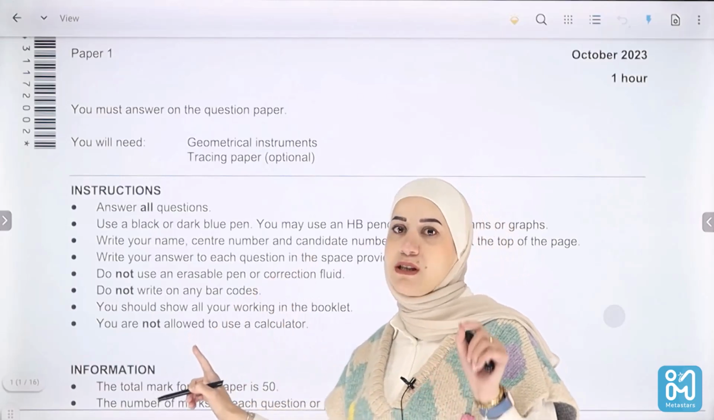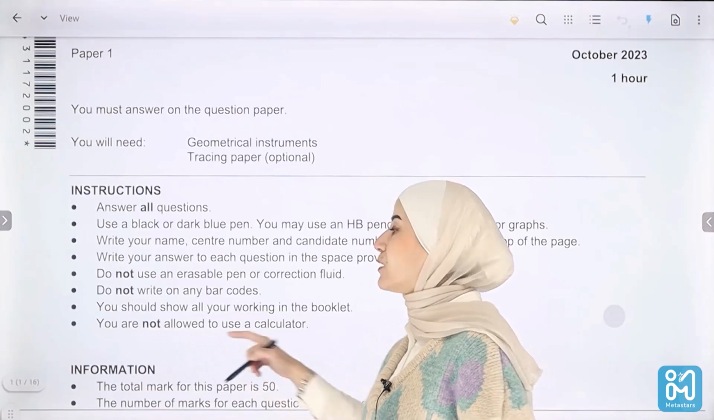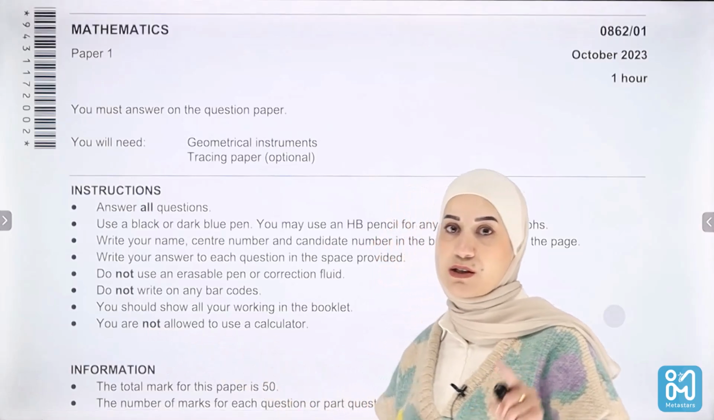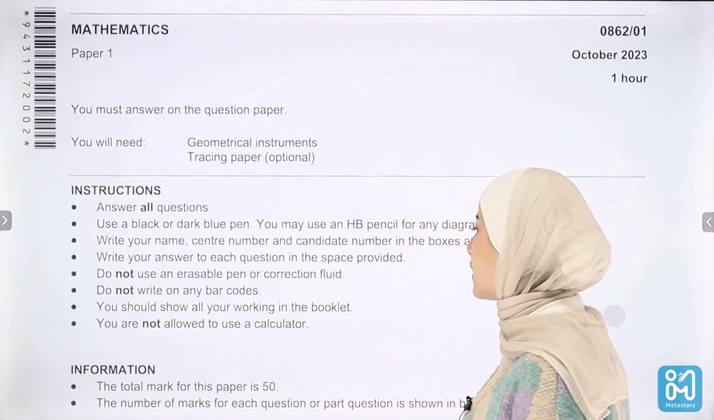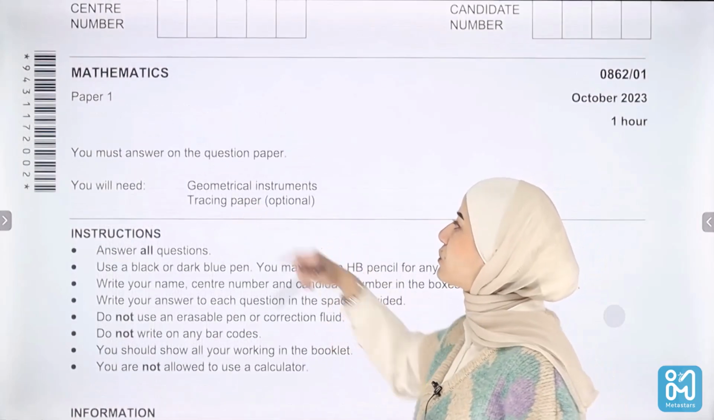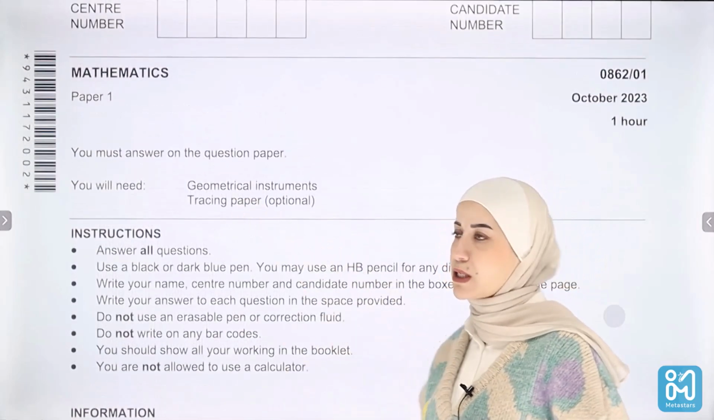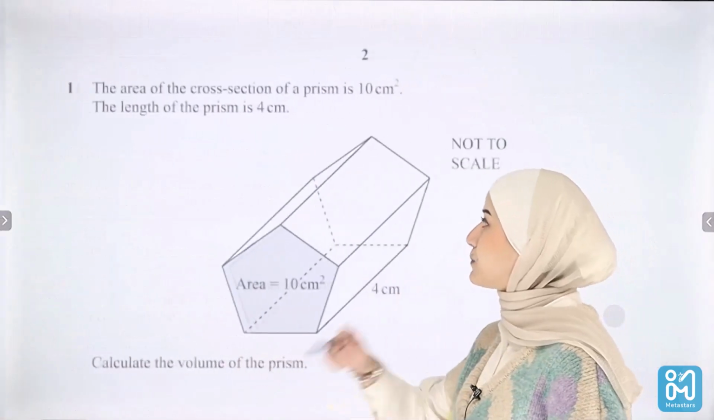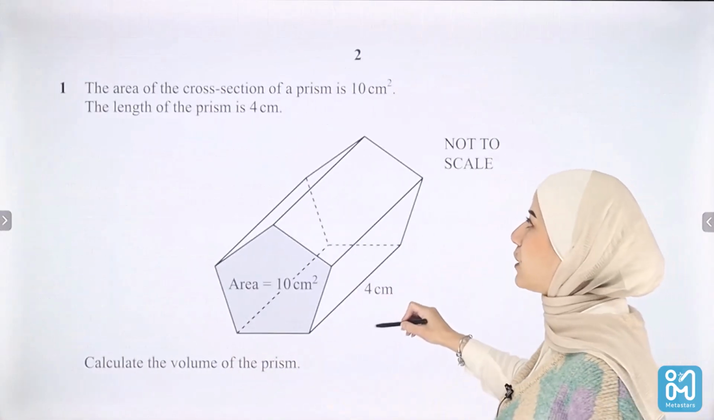The most important thing here is that you are not allowed to use a calculator. In paper 1, you're not allowed to use a calculator. You're going to need geometrical instruments and, if you want, tracing paper. Now, let's start with question number 1.